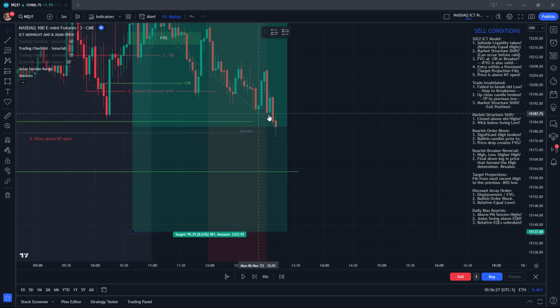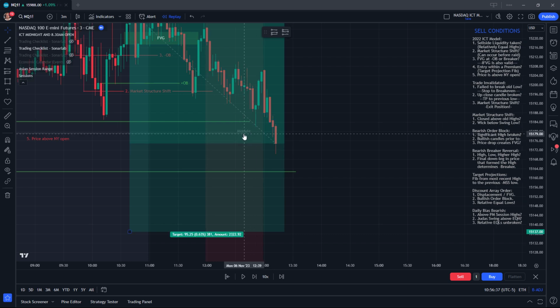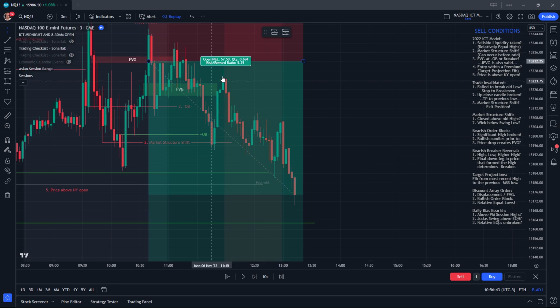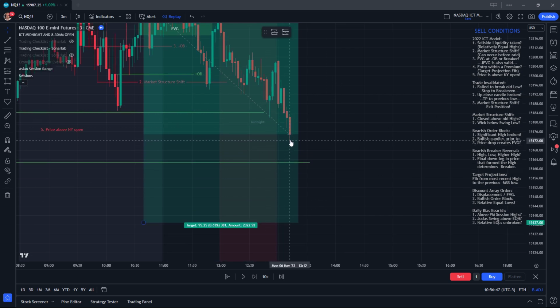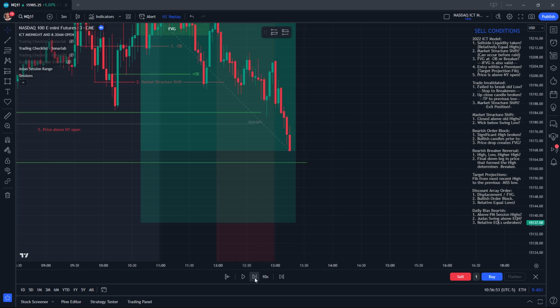Okay, so at this point it looks like we can anticipate price reaching for the PM session lows. Now it's gone below the midnight open, so now we're considering price is actually moving into a discount. We were in a premium up here. Now we're in a discount zone where maybe it'd be more advantageous to find long positions. Doesn't mean we're going to exit the trade, but we need to keep this all in mind.